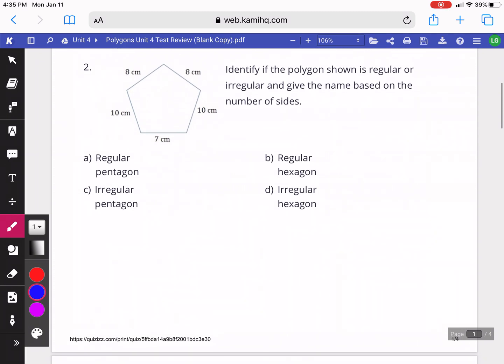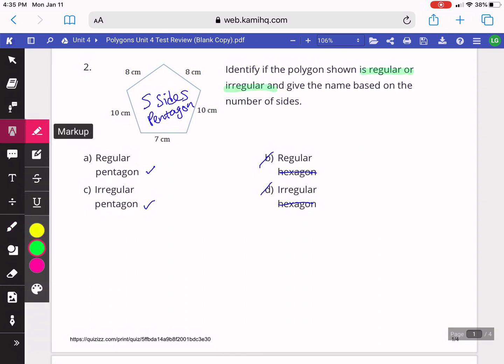Question number 2 wants us to identify the polygon shown based on its sides. Since this has 5 sides, it's a pentagon. So right away, I can eliminate the ones that do not have pentagon in the answer. Now it wants to know if it's regular or irregular. So those are our keywords here.